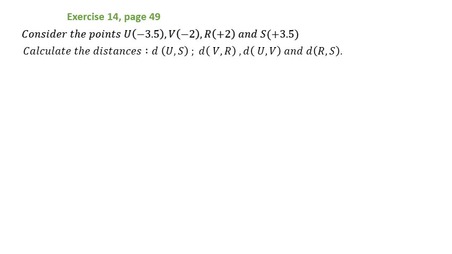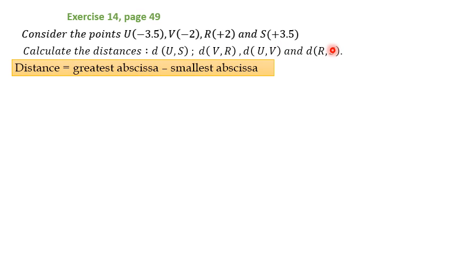Now, exercise 14. Consider the points U of abscissa minus 3.5, V of abscissa minus 2, R of abscissa plus 2, and S of abscissa plus 3.5. I have to find the distance between U and S, the distance between V and R, U and V, and RS. Let's start them. The distance means the greatest abscissa minus the smallest abscissa.